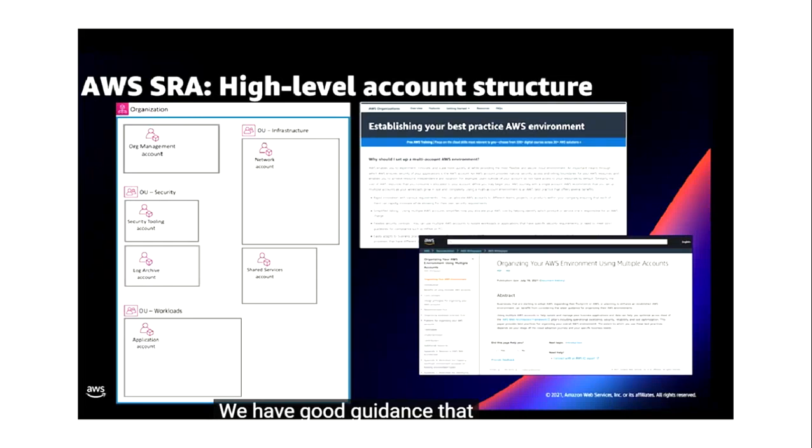You're also going to create the infrastructure account for the network and some other things, and you're going to have application workloads, which are for application development, testing, production, etc. You're also going to create a shared service account as well.